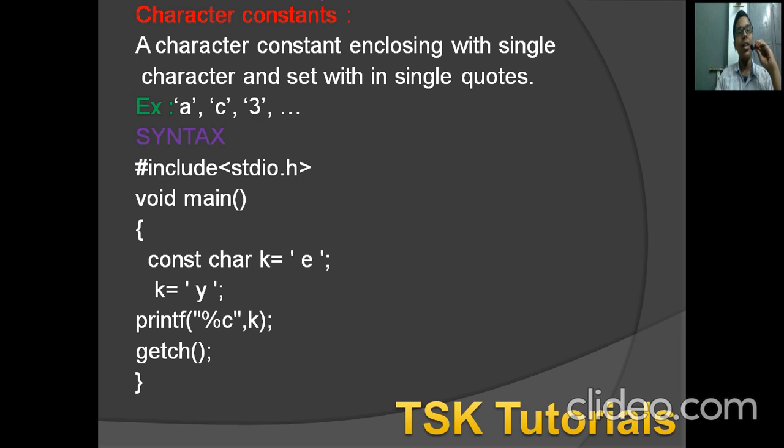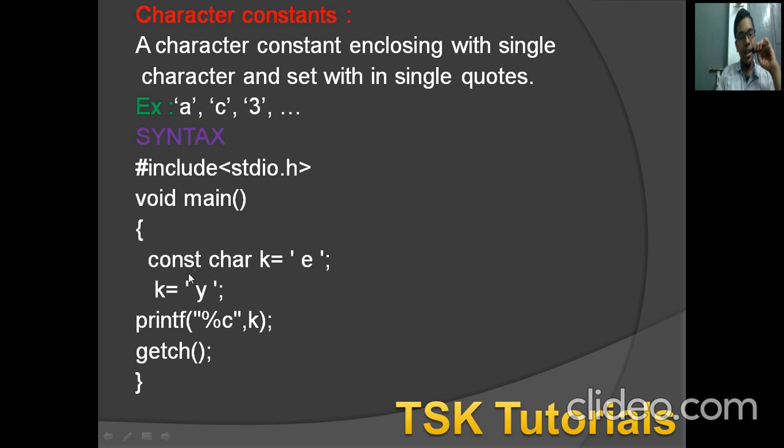Only single. If we define a character in the C program, we have to give only a single alphabet or a single digit, set within single quotes. You have to give it in single quotes. It's mandatory to define a character. Single quotes are mandatory. The syntax is as follows: hash include stdio.h, void main, open braces.